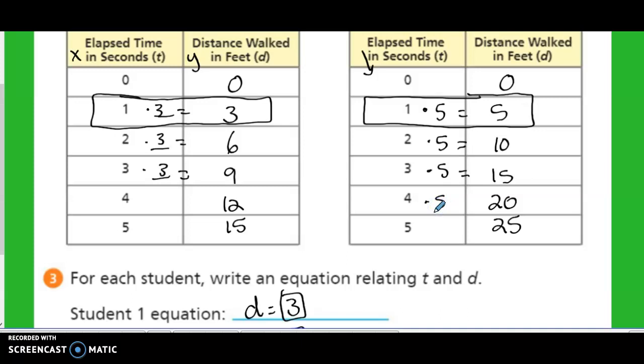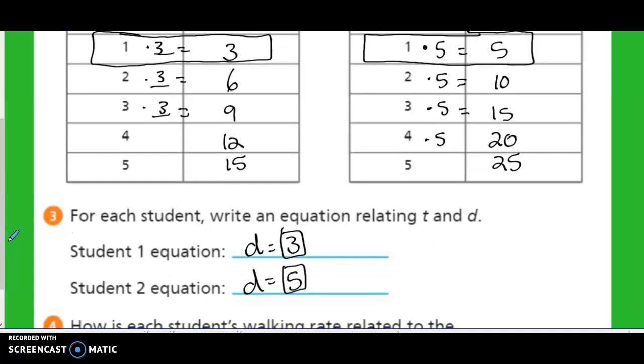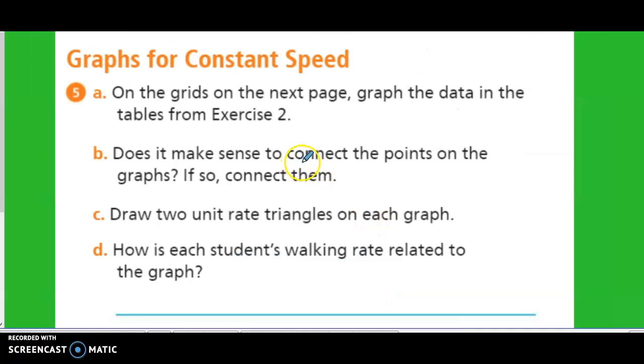And notice where that shows up in my equation. It is the coefficient. So in other words, I can figure out the distance for student 1 if I take 3 times the number of seconds. For student 2, I can calculate the student's distance if I take 5 times the number of seconds student 2 gets to walk. We're not going to take time to graph because I don't know how to put a graph into this Ed Puzzle practice, but I do want to talk about this.